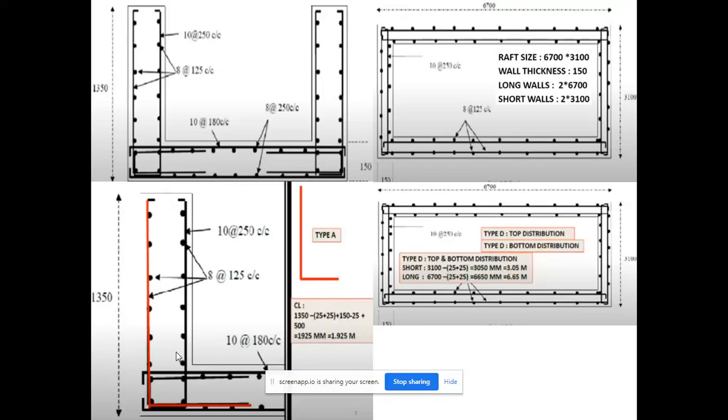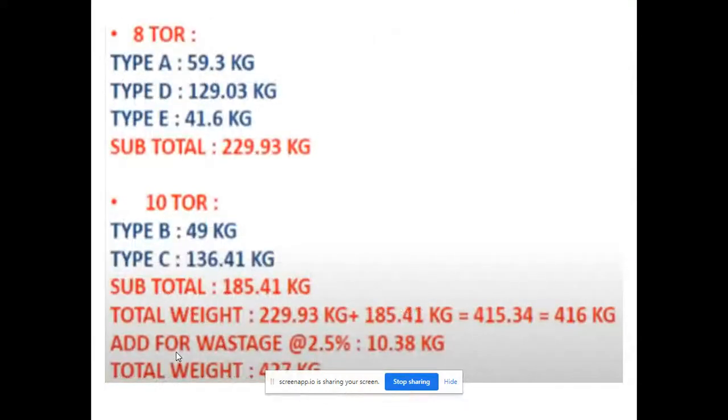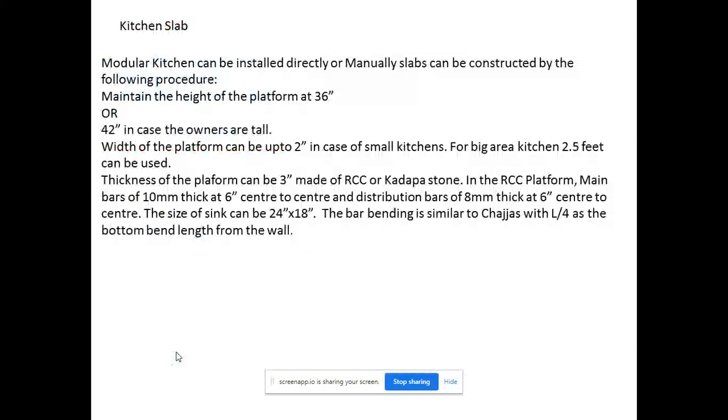As you can see, these are the diagrams with different views for placing bars and column bars in different directions so that the bed and also the walls of the sump can be constructed, followed by the types of materials required, the calculations required for it, and the different views for different types of bar bending. Everything is shown in this slide. So this is the summary of the materials required for a sump and kitchen slab.